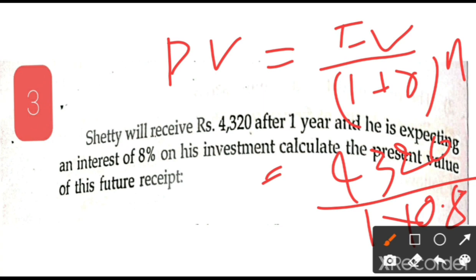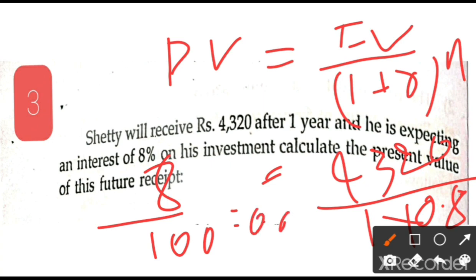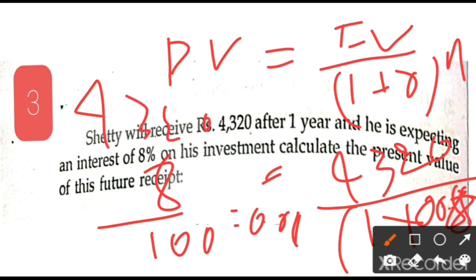Next, the power, n, means number of years. Sorry, the rate of interest is not 0.8. 8 divided by 100, then we get 0.08. So this is 0.08, to the power of 1 year. After that, the next step is 4,320. I'm just giving you an idea.